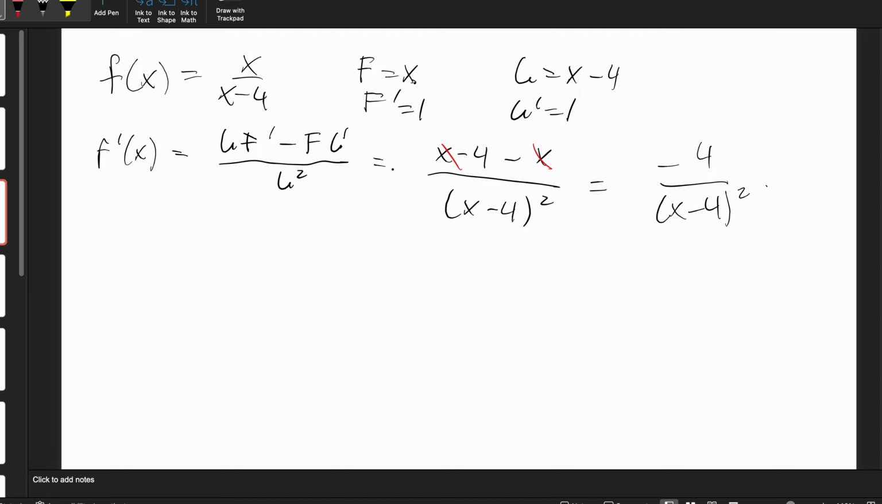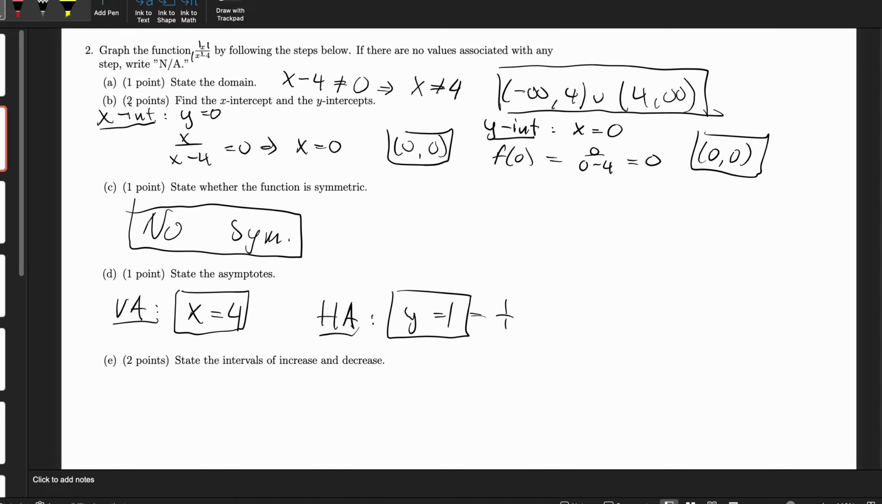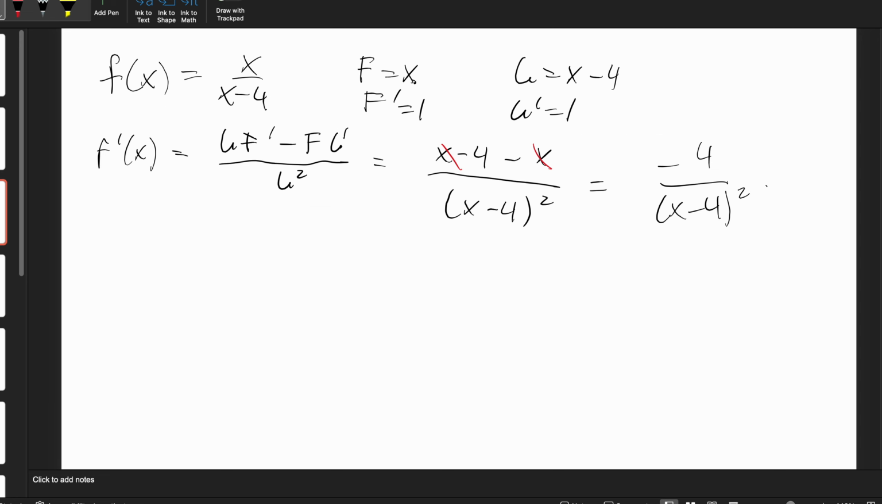Okay. Well, what was the question asking? It was asking us to find the intervals of increase and decrease. In order to do that, you set this equal to 0, and then you draw your number line. But if I set this equal to 0 and solve, I get minus 4 equals 0. That's impossible, right? So that means that actually there are no critical values.